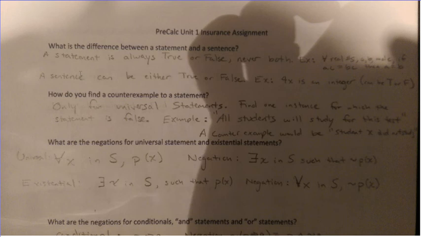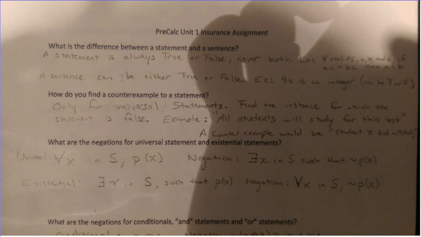A sentence can be either true or false. So here's an example of a sentence: 4x is an integer. Sure, if x equals 1, then this statement is true. But if x is equal to 1/5, then this sentence is false. So here's an example of something that is both true and false, depending on what x is.